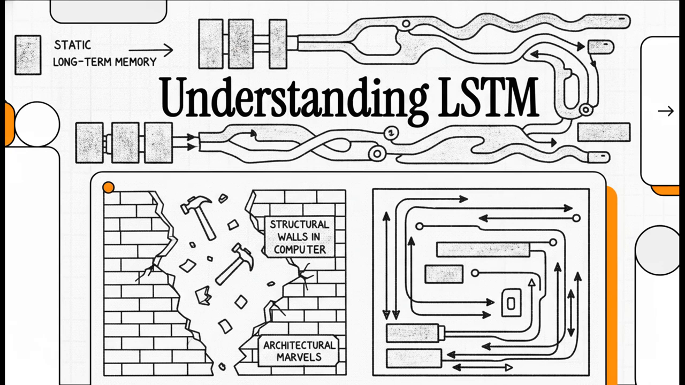Welcome to This Explainer. Today, we're diving into a genuinely fascinating journey, how we actually taught artificial intelligence to remember. We're going to trace the evolutionary tale of AI memory, going all the way from simple static reflexes to incredibly complex, gated long-term memory. It's a story all about hitting massive structural walls in computer science and then inventing brilliant architectural marvels to break right through them.